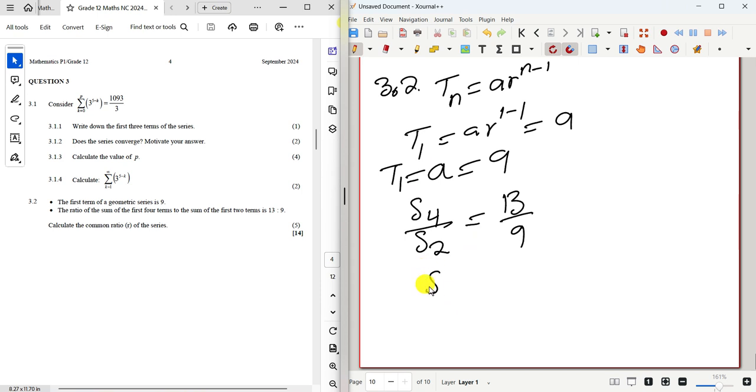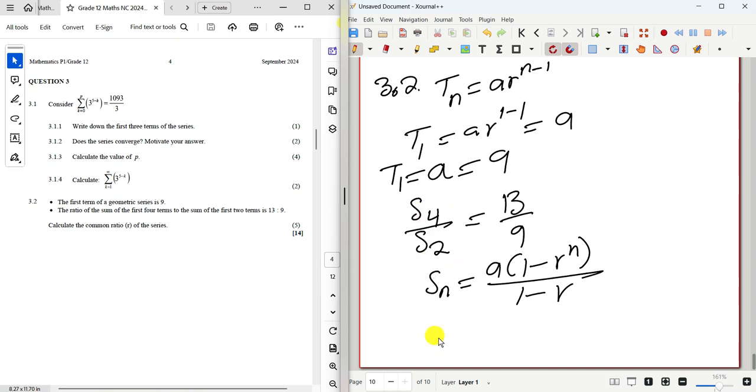So we're going to say the sum of n terms is equal to a into 1 minus r to the n all over 1 minus r. Can you see? Sum of 2 is 9, sum of 4 is 13. So this is sort of a bit slow, right? All right. So now this is what we do. What is the sum of 4?